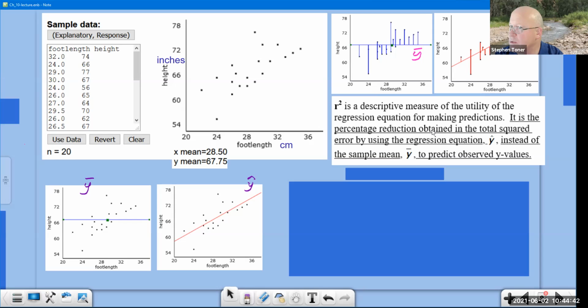Percentages are between 0 and 100%. That's why R squared goes from 0 to 1. Now, in this particular problem, I'm going to tell you that R squared was 0.5. We've lost about half of the error. We've reduced it in half.